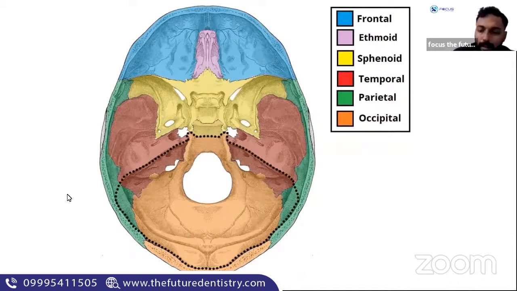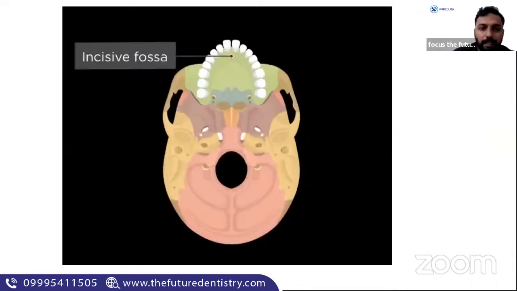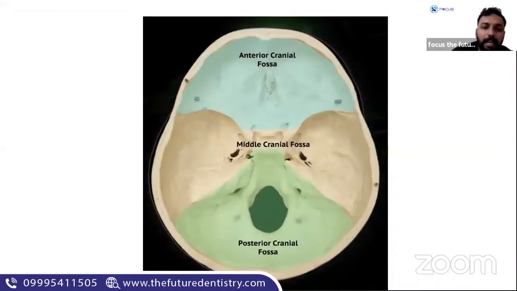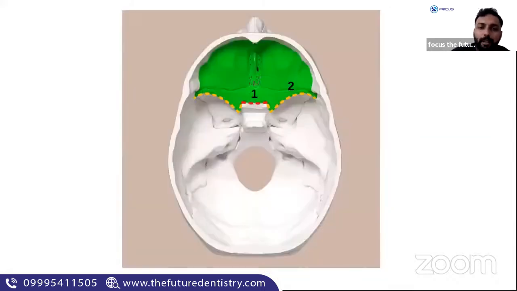To make the study easier, this is the view of the same thing from below. This is known as norma basalis. We view the same foramens and structures from below. To make the study easier, I have divided it into three parts: anterior cranial fossa, middle cranial fossa, and posterior cranial fossa. As the picture shows, the colored part in the front is the anterior cranial fossa, the middle part is the middle cranial fossa, and the last part is the posterior cranial fossa. And to simplify even more, we will first start with the anterior cranial fossa.